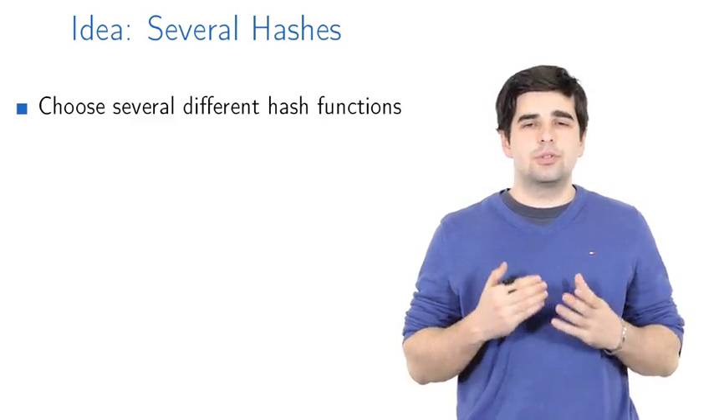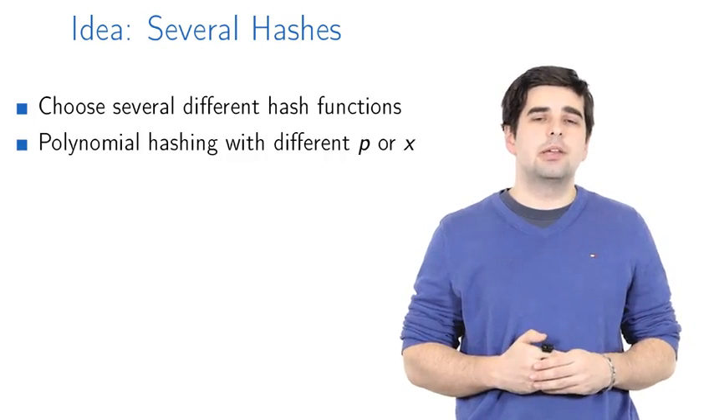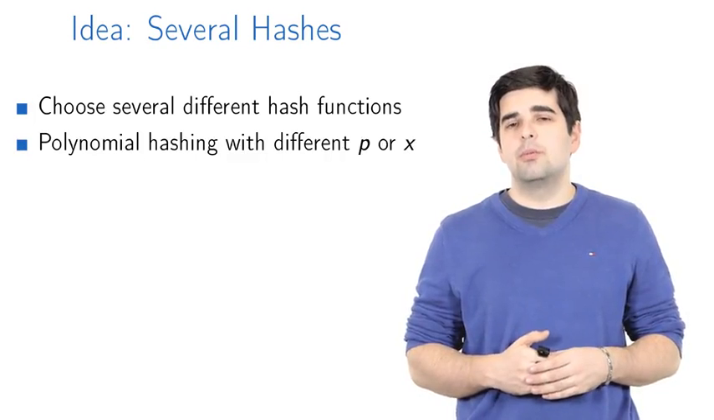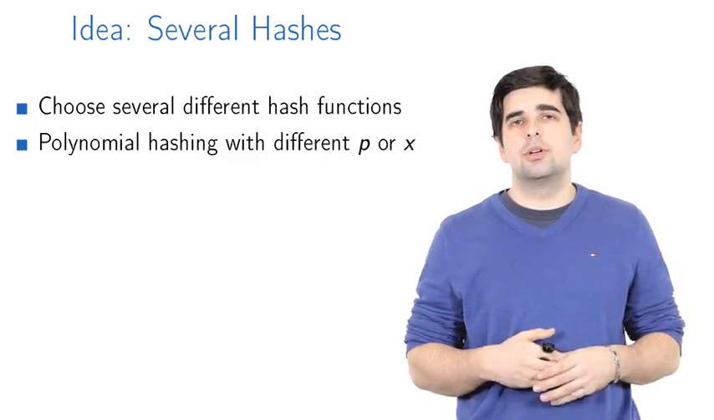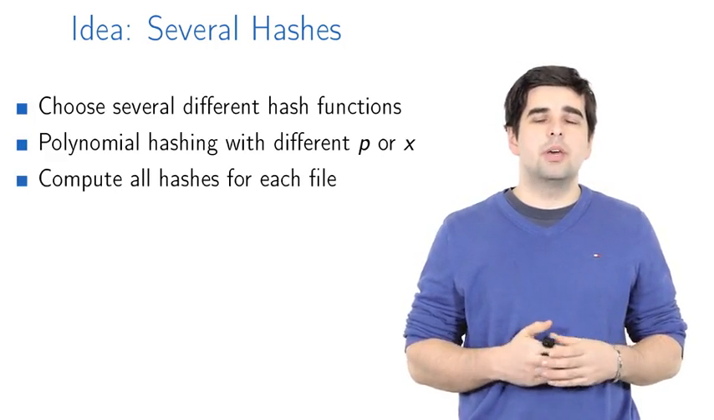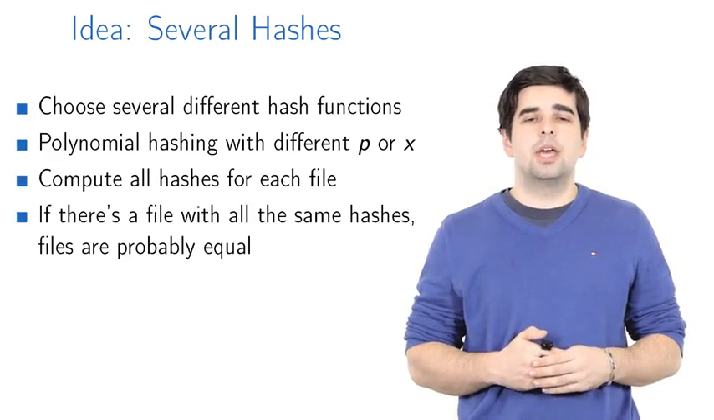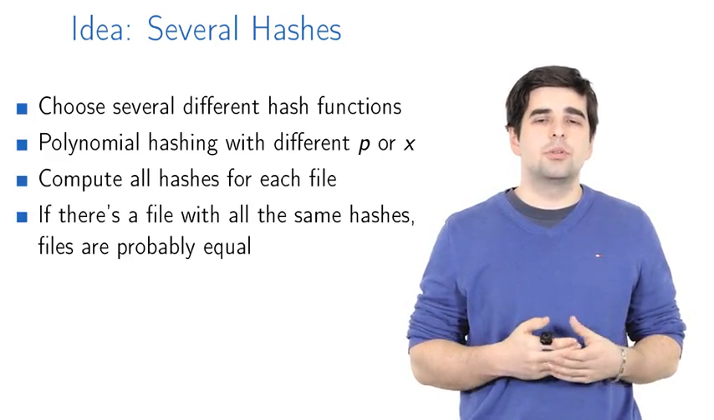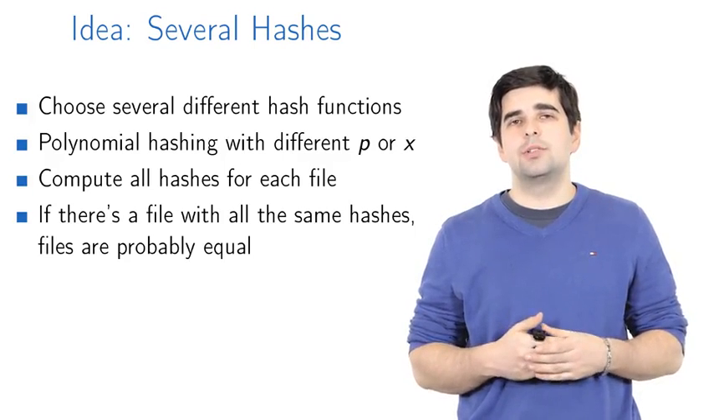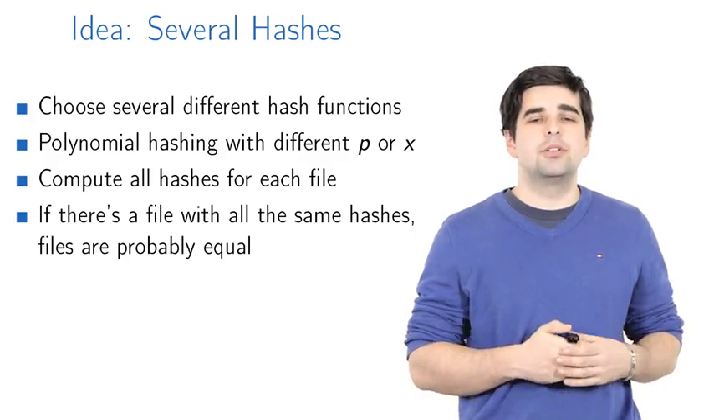So the idea is to choose several different hash functions independently. For example, take functions from the polynomial family with different multipliers x or with different prime numbers p, and then compute all the hashes for each file. And if there is a file which is already stored and has all the same hash values, then the new file is probably the same as the file already stored.